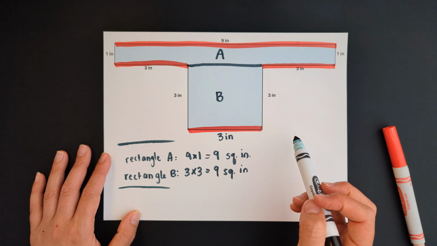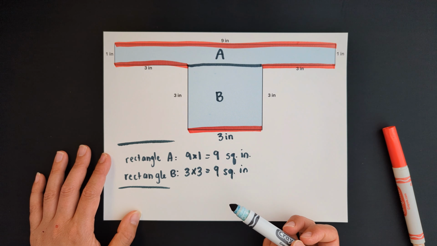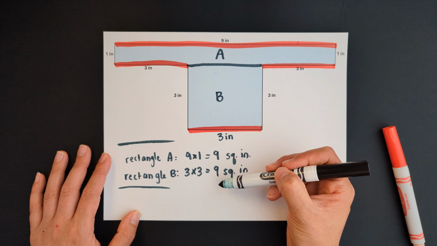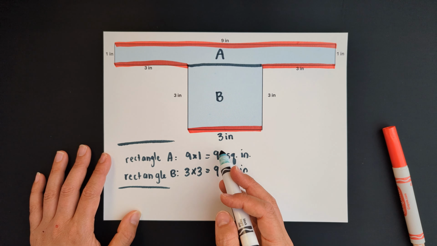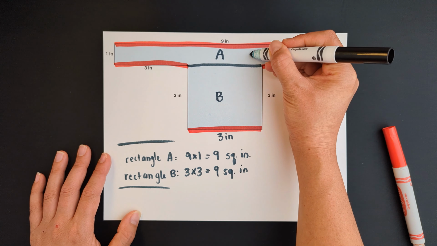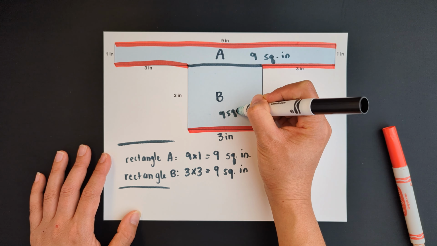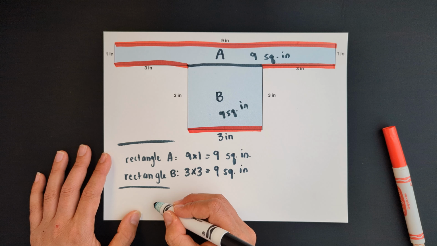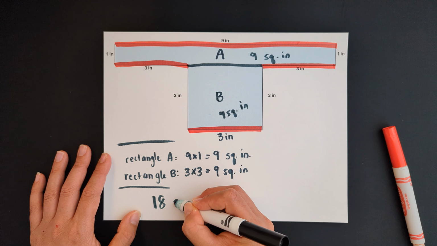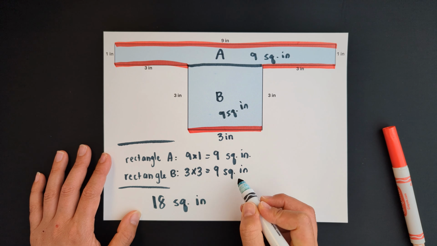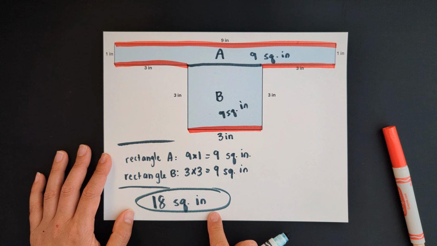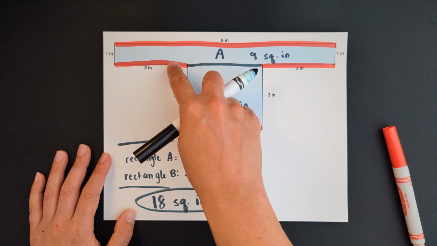And then my final step to find the composite area is to add it together. Or the composite figure's area is 9 plus 9. So 9 up here, this is 9 square inches. And down here is 9 square inches. So 9 plus 9 is equal to 18 square inches. And that is the total area of the composite figure.